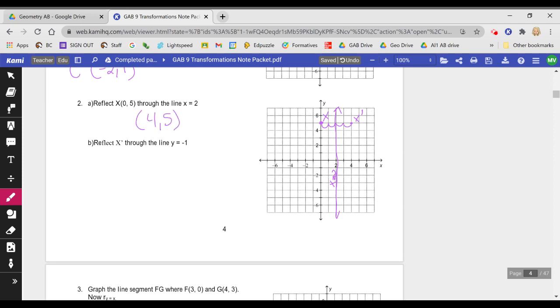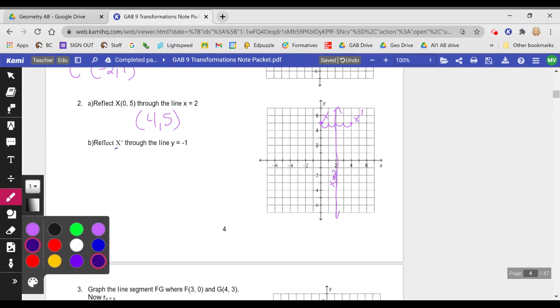Now I want to take that new point, X prime, and reflect it through the line y equals negative 1. So the line y equals negative 1 is down here. And my point X prime is 1, 2, 3, 4, 5, 6 above. So my new point is 6 below. I'm going to name that X double prime. So X double prime is at the point (4, -7).